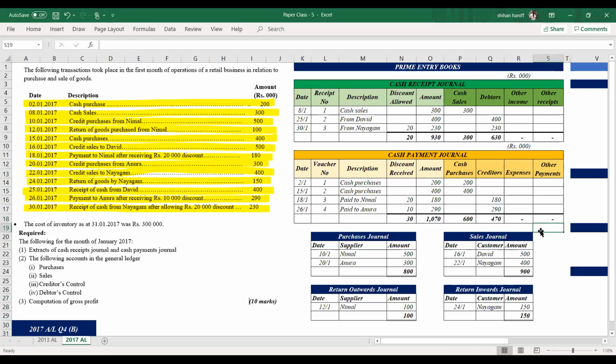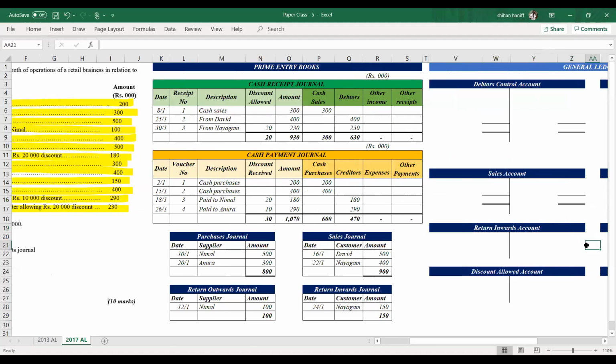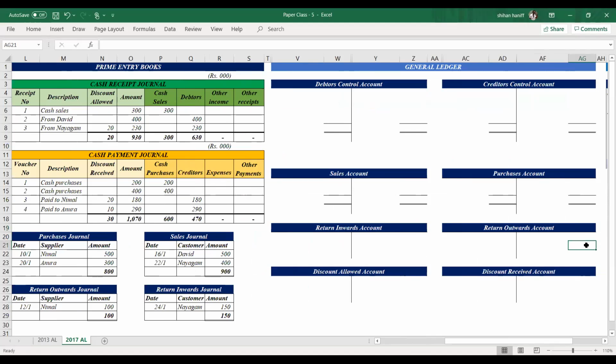Now let's post these transactions into the general ledger. Even though they ask only 4 accounts, I will do all the required ledger accounts for these transactions. Right? So I can show you how we are posting the transactions from prime entry books to the ledger accounts. So this is the general ledger.